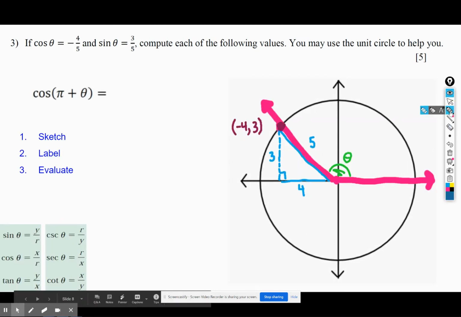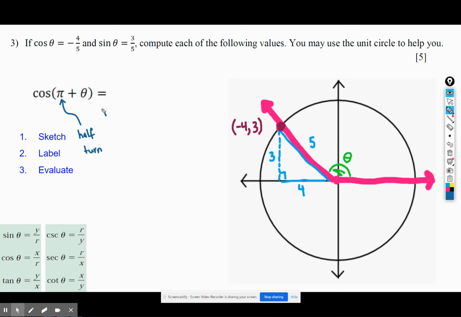Let's start by figuring out the cosine of pi plus theta. The first thing is to recognize that pi is a half turn around the circle. Pi radians is a half turn. Originally, we've already rotated by theta, so we need to rotate an additional half turn to evaluate this expression. I'm taking now the terminal side and rotating it through 180 degrees, or pi radians. Now the total amount of rotation is theta plus pi, which is what we want.